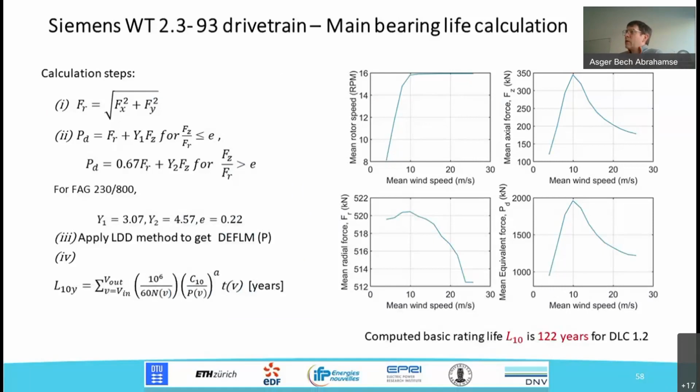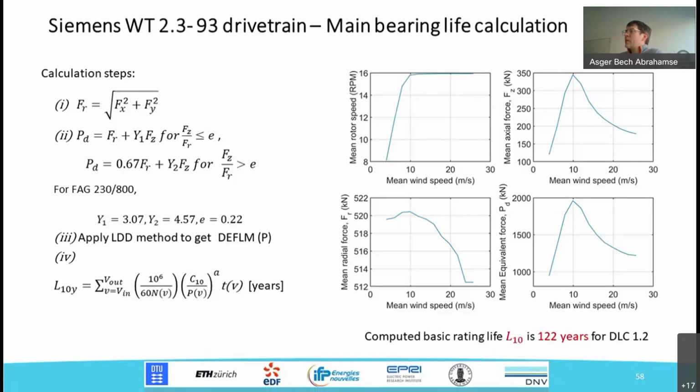So what we would typically see is, as a function of the wind speed, you can see what is the rotor speed. This is just reflecting that as we go from the cut-in wind speed to rated wind speed, the rotation speed is coming up. We are reaching a rated rotation speed, and this is also where we have rated power production from the turbine. We can read off the radial force on the bearing, and we can also read off the axial force.